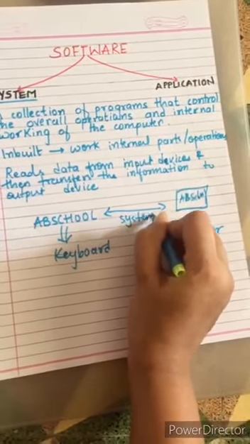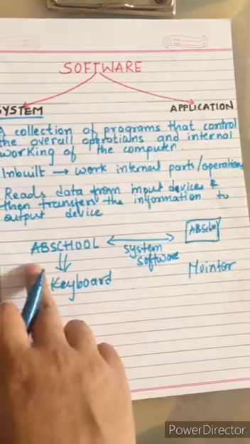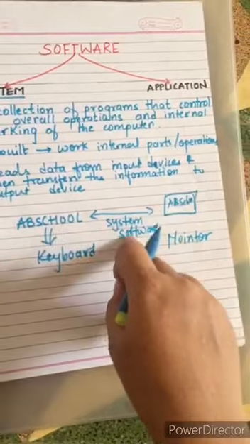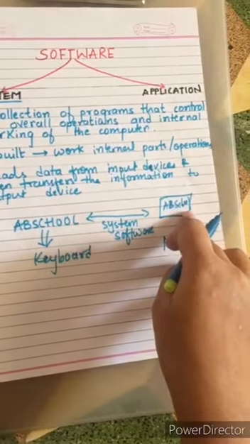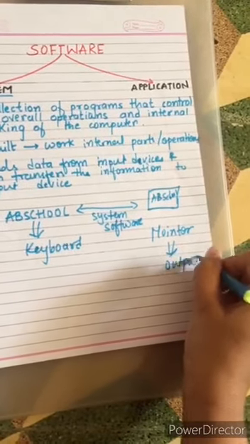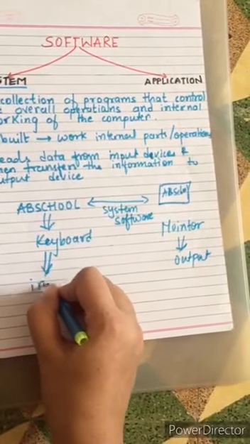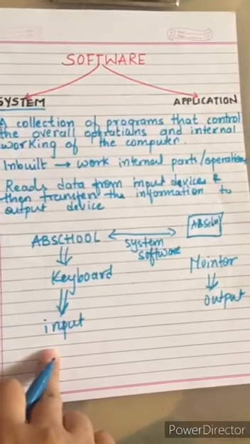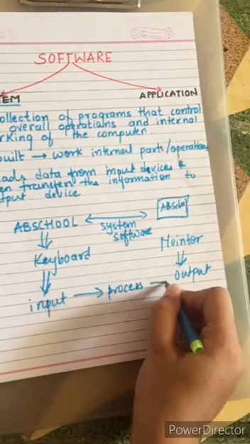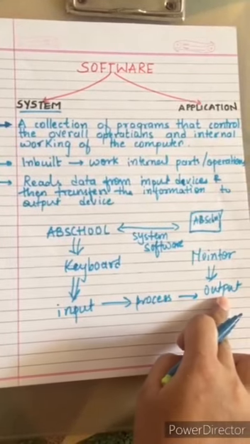system software does the processing. Whatever text you are typing from the keyboard, system software does the processing and then gives this processed information to the monitor, that is your output device. So what system software does is take the information from the input device, process that information, and then give it to the output device. That is system software.